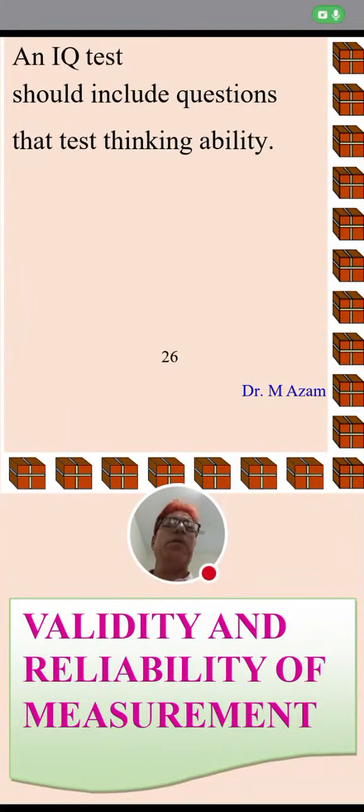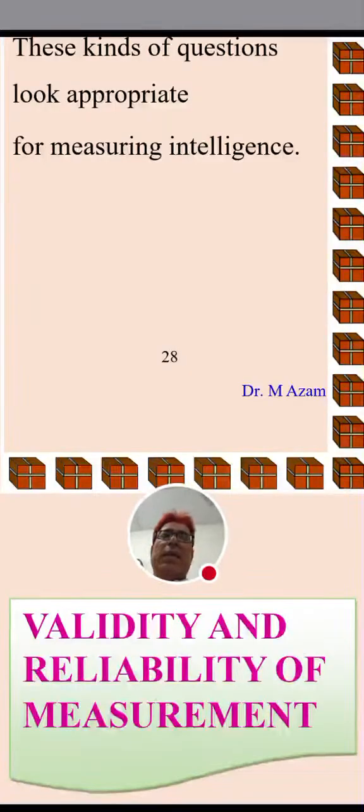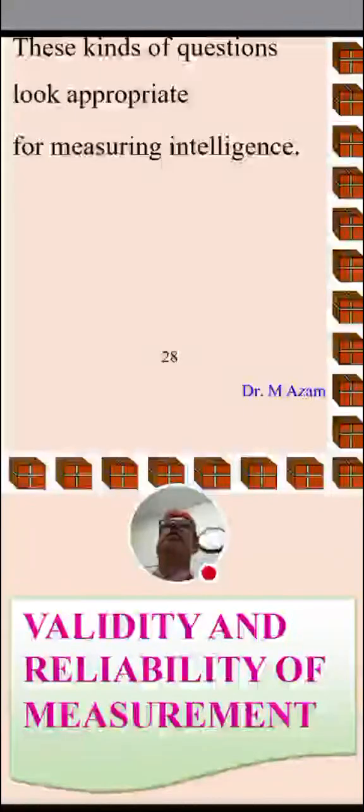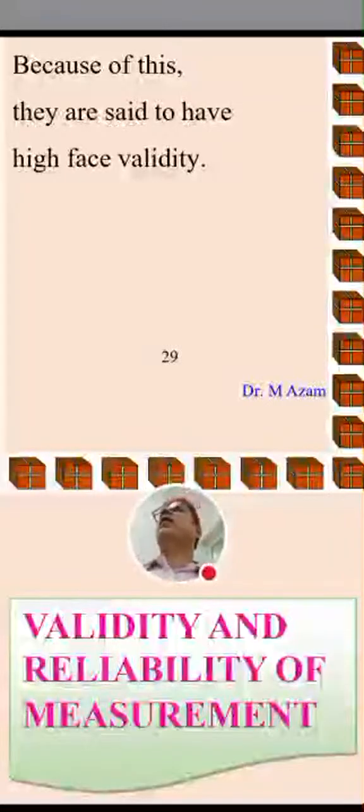For example, an IQ test should include questions that test thinking ability. These questions should require logic, they should require reasoning, background knowledge, good memory. These kinds of questions look appropriate for measuring intelligence. For an IQ test, these questions look appropriate, they look relevant. Said to have high face validity.